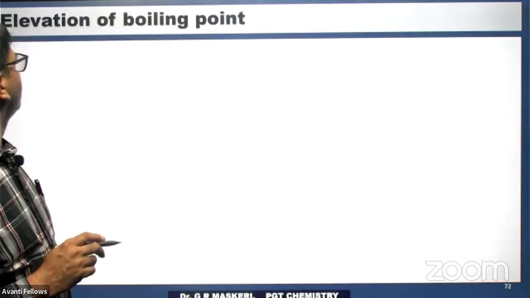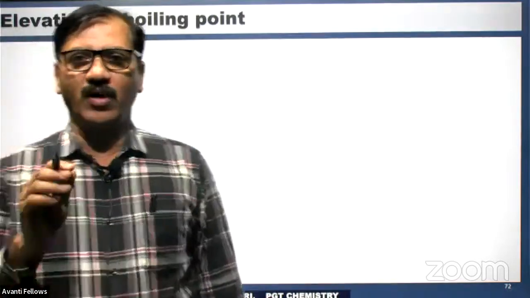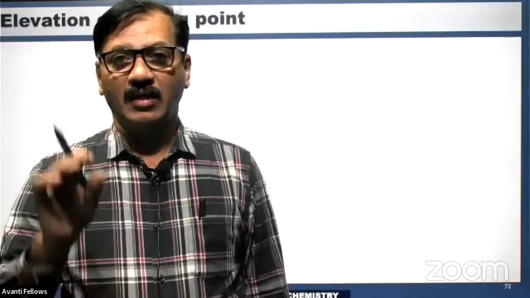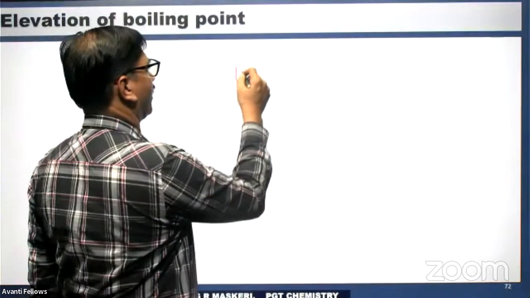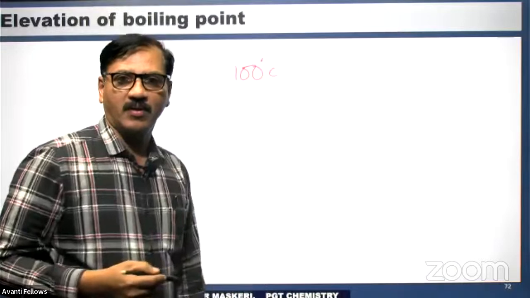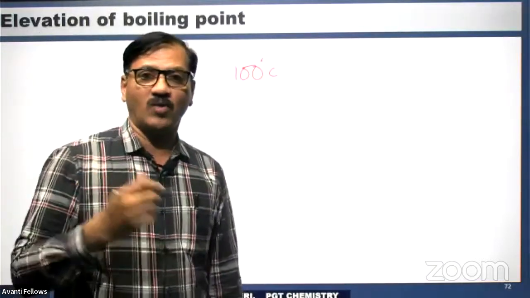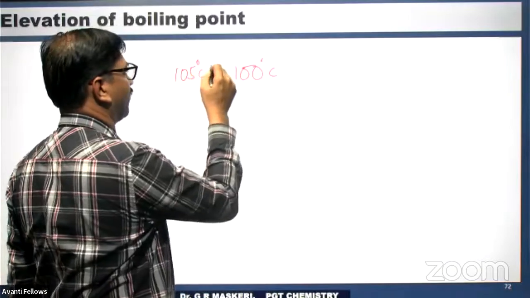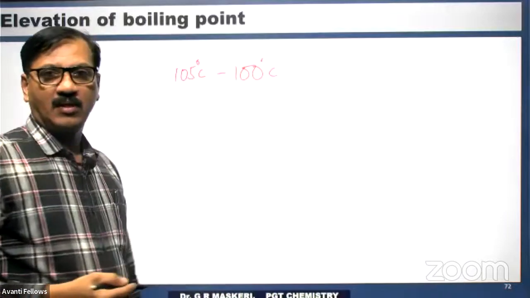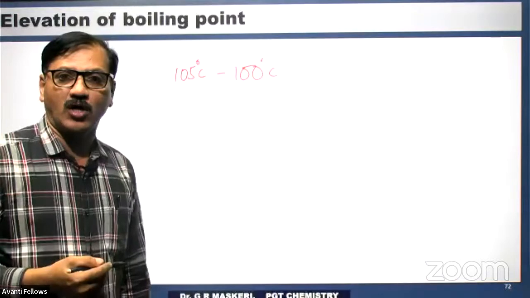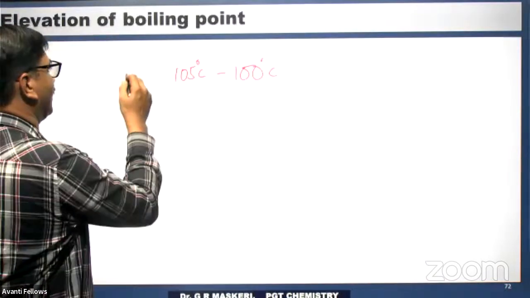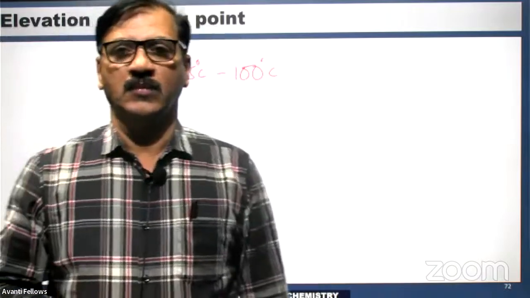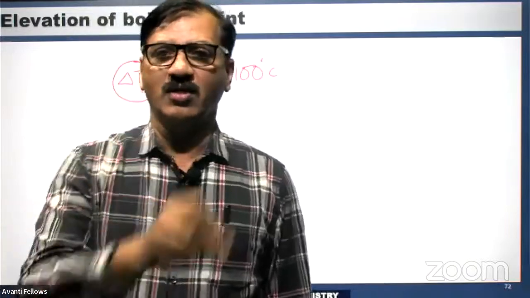Now, elevation in boiling point. What is this elevation in boiling point? Suppose you add salt to water, the boiling point of the water, which was the solvent, increases. Water boils at 100 degrees Celsius, right? When a solute which is non-volatile is added, its boiling point increases. Suppose it may increase by 5 degrees, that is 105 degrees. This difference between the elevated temperature and the actual boiling point of the solvent is called elevation in boiling point and denoted as delta TB. This delta TB, the temperature that is being raised, is a colligative property, and depends upon how much solute you have added.